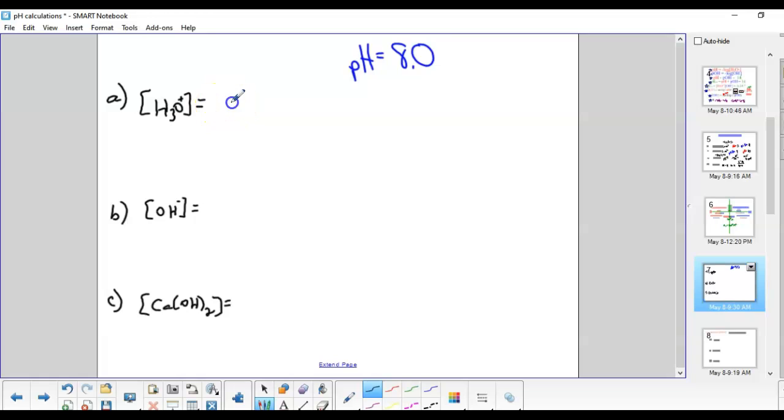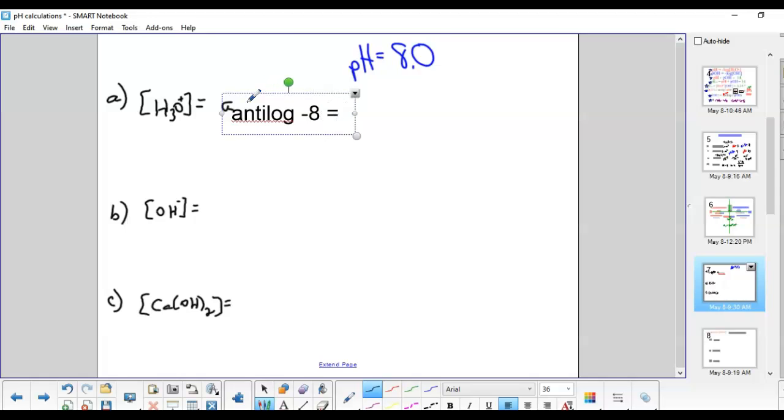Well, antilog of negative 8 is going to equal 1 times 10 raised to the negative 8 power. Pretty straightforward. What about down here?